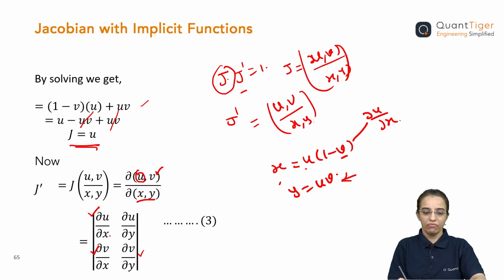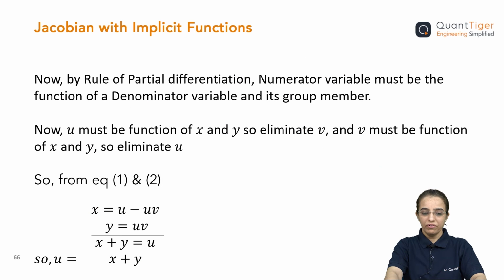So I have to remove that v. Similarly, in the second row of this determinant, I want to find del v upon del x and del v by del y. So I want this v should be in the form of x and y. So definitely I don't want this u over here. So same way like in x, I don't want this v, and here when I am finding v, I don't want that u. So we will try to remove that. For that reason I have taken here equation 1, which was the value of given x. I have taken the value of y as it is.